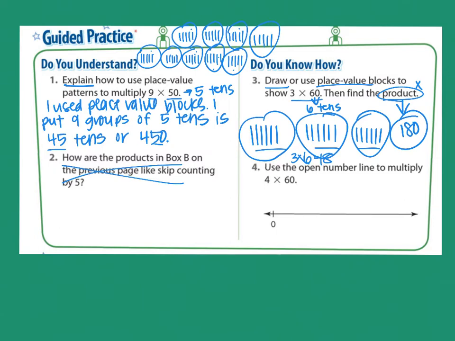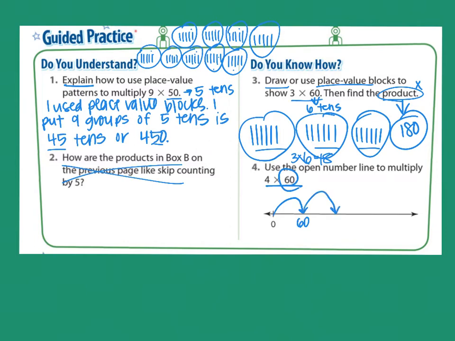So remember, when you start with an open number line, you always start at 0. Okay? Don't start at any other number other than 0. So I have 4 groups of 60. So that means I'm going to be jumping 60 every time. So I'm going to do 4 jumps of that. So here is one jump. So from 0 to 60, that would be 60.